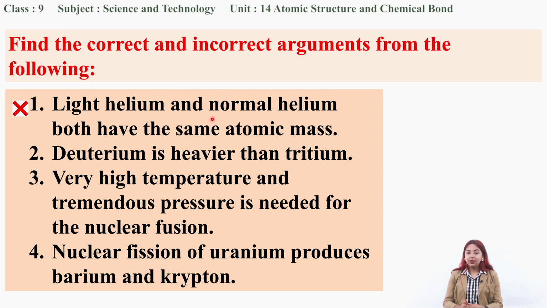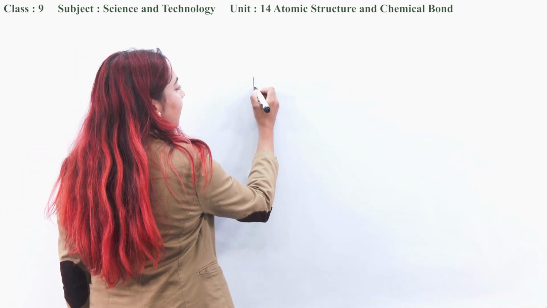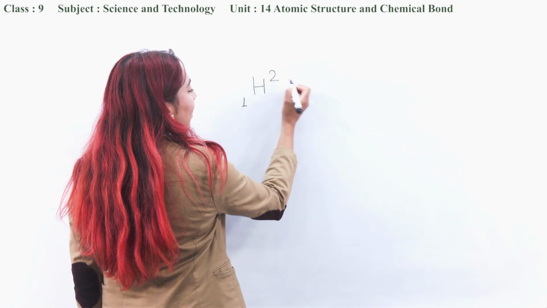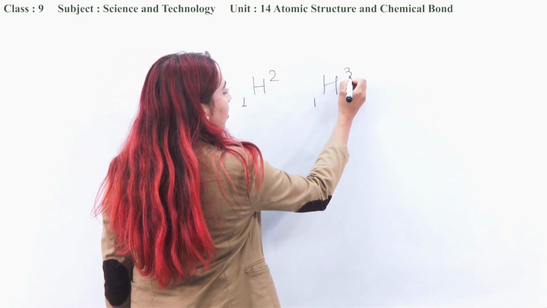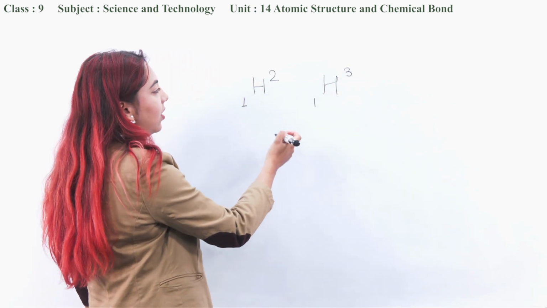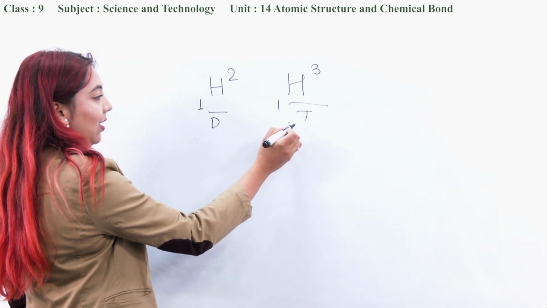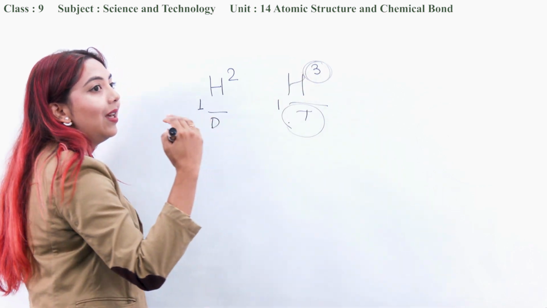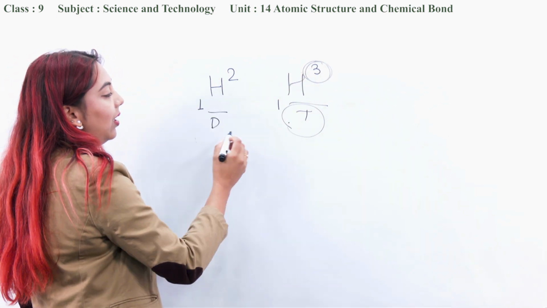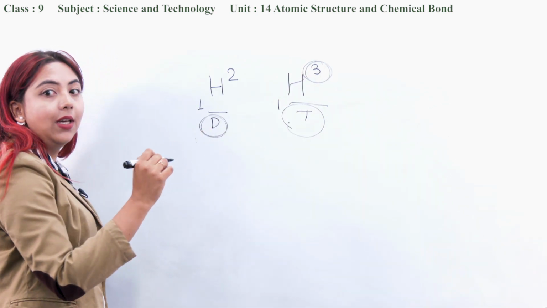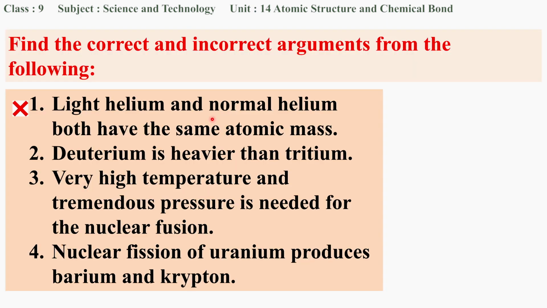Now the second statement: deuterium is heavier than tritium. Is this true? Let me write this. Deuterium and tritium. Which of them is heavier, deuterium or tritium? Yes, tritium is heavier because its atomic mass is more than that of deuterium. So statement 2 is incorrect.